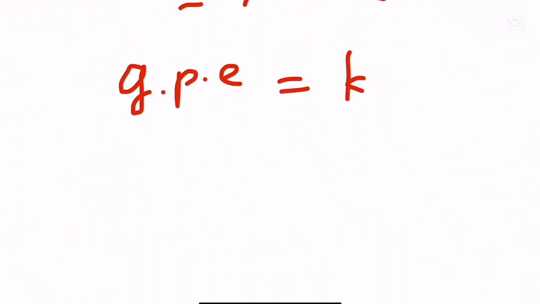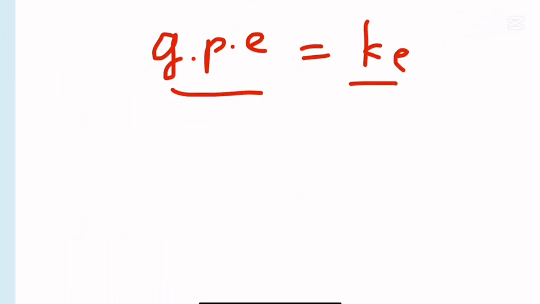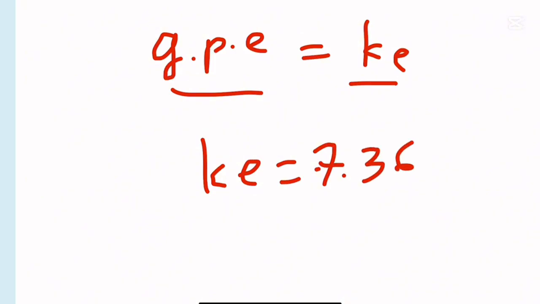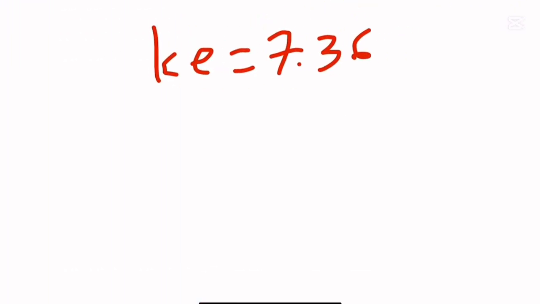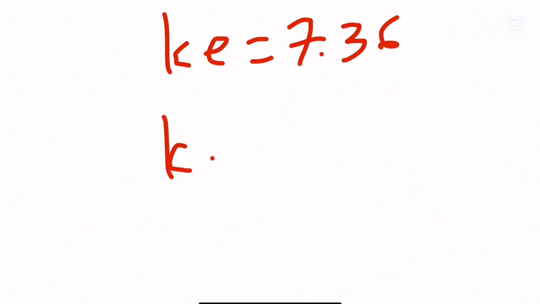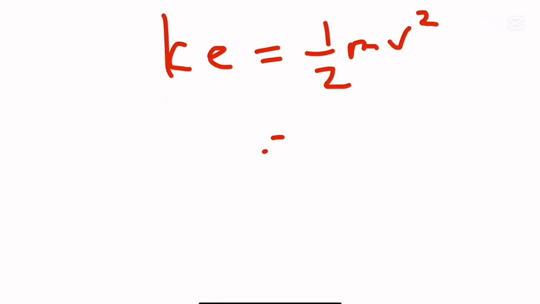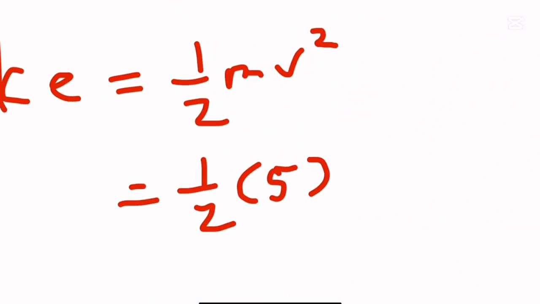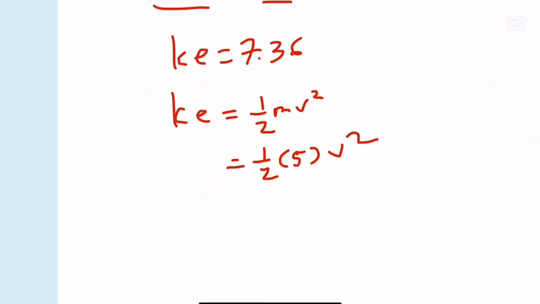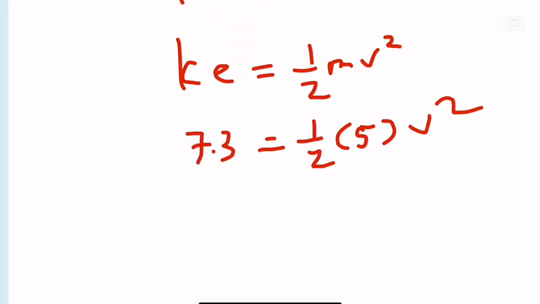and it changes form from gravitational potential energy to kinetic energy, right? So kinetic energy is going to be 7.36. Okay, so now what we need to do is just find the velocity. The kinetic energy formula is kinetic energy equals 1/2 mv squared. What am I doing? mv squared. 1/2. m is 5, right? We have 5 kilograms. Velocity is meters per second, which we don't know. Kinetic energy is 7.36.